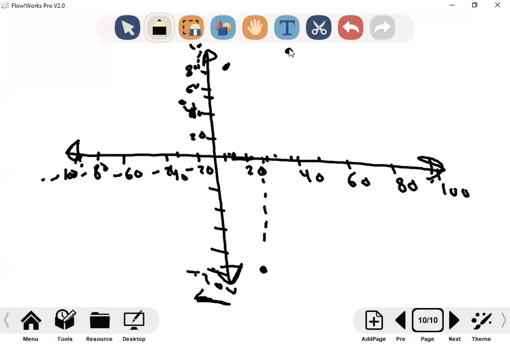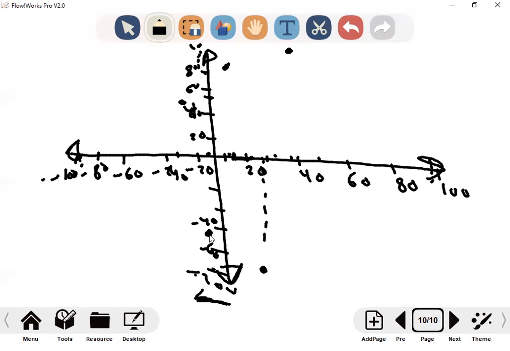Negative 10 and negative 50. Negative 10 is between 0 and negative 20, here at the middle. And what? Negative 50 is down between negative 40 and negative 60, here at the middle. This is the point.